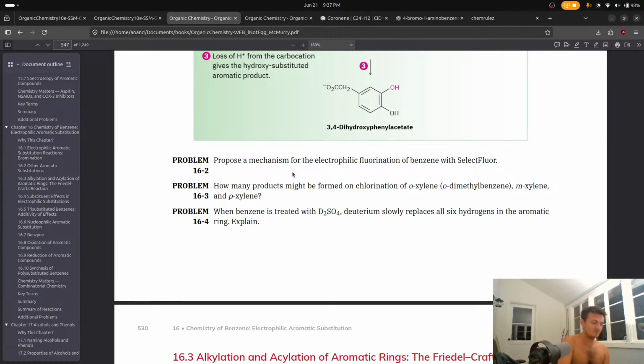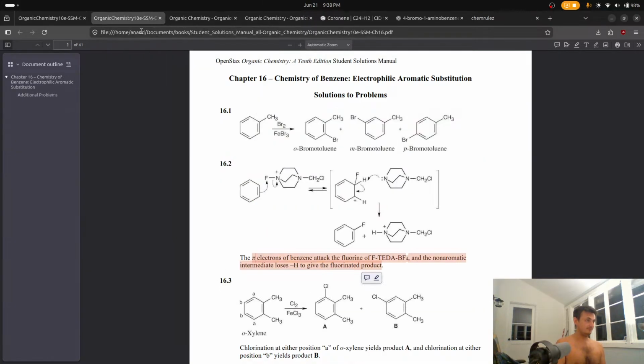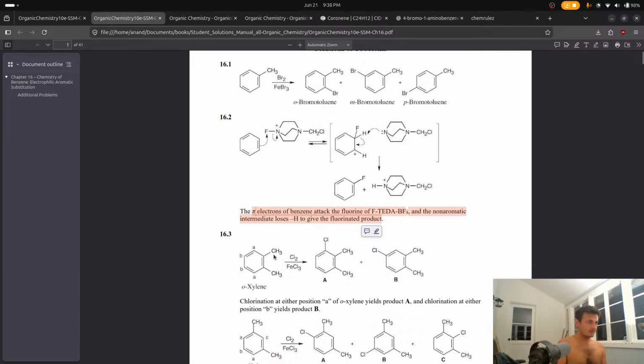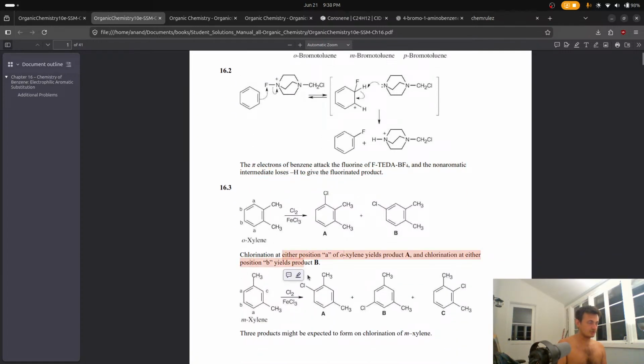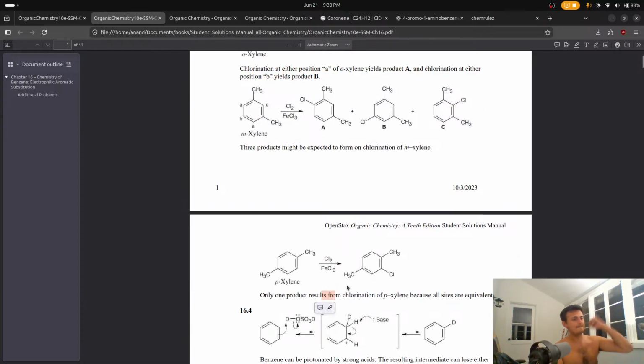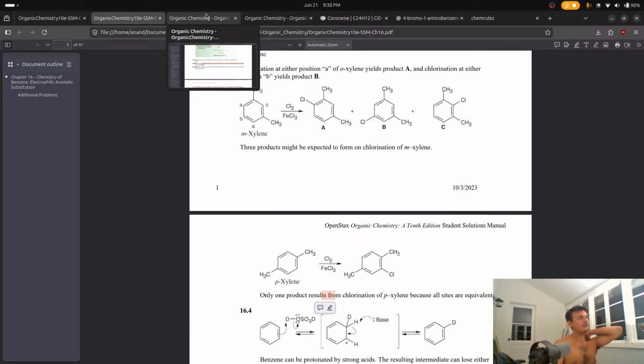I think it's more of a combinatorics, like isomer question, like deduplicate. So in the case of the ortho, there's 2 possible products. In the case of the meta, there's 3 products. And then in the case of the para, I think there's only 1. Okay, so that's my guess. So 2, 3, 1. Let's go. I knew it.